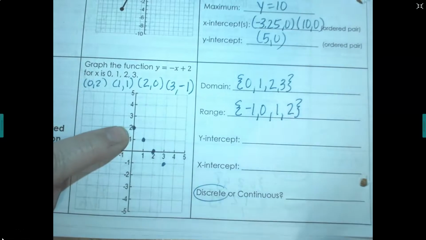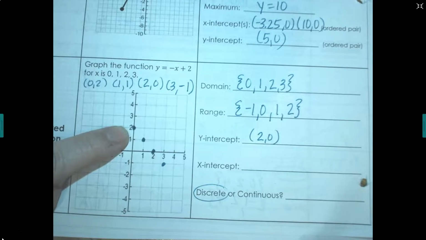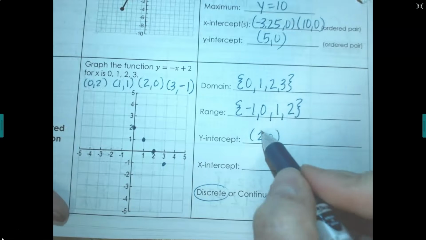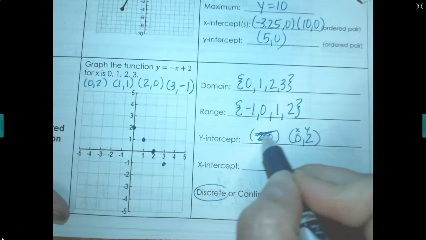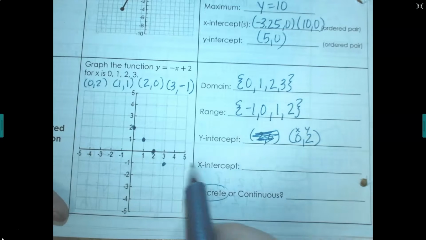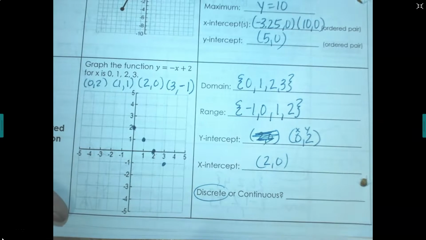My y-intercept occurs right there, and the name of that point is 2, 0. Oops, let's change that. It's not 2, 0, it's 0, 2. Sorry about that. You got to have your x value first and then your y value. Okay, so we didn't go left or right, we only went up. My x-intercept, we have to go right 2, but we don't go up at all, so that's 2, 0. I got ahead of myself.